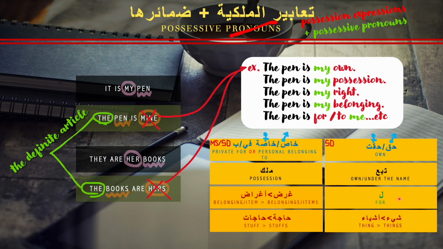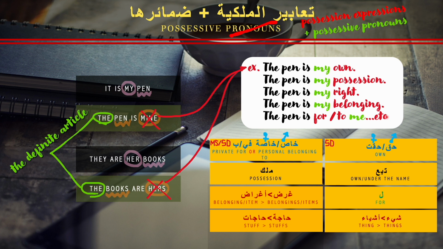Then the last three ways are used more when we are talking about stuff, matters, or things that don't have souls. We say غرض if it's singular, أغراض if it's plural, شيء if it's singular, أشياء if it's plural, حاجة if it's singular, حاجات if it's plural.